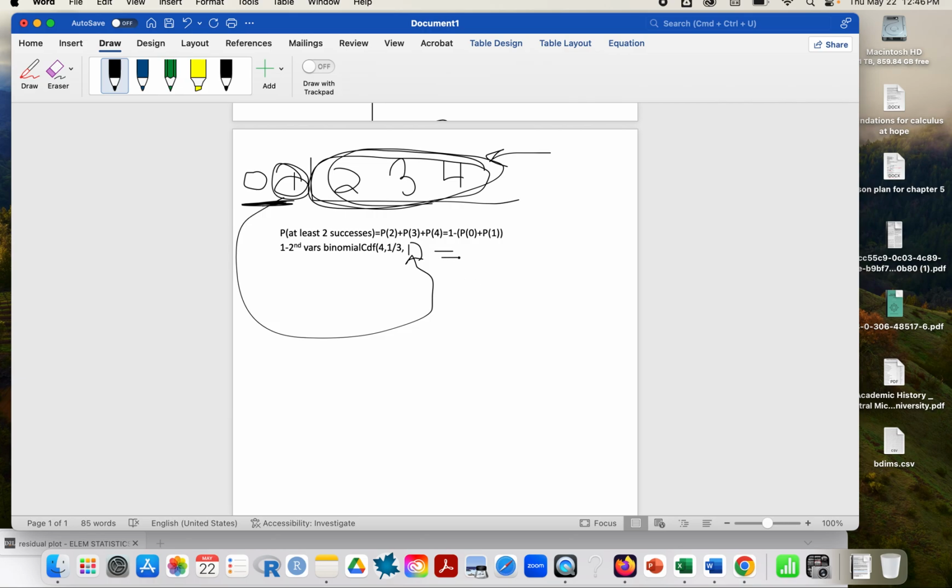And what that's going to be equal to, so we're going to go 1 minus second vars, go to binomial CDF. And what we want in our x value is going to be 1. Our trials are 4, our p is 1/3, and our x value is 1. And we hit enter a couple of times, and we're going to get 0.4074. I'm not rounding to anything farther than the 4th decimal place at this point.